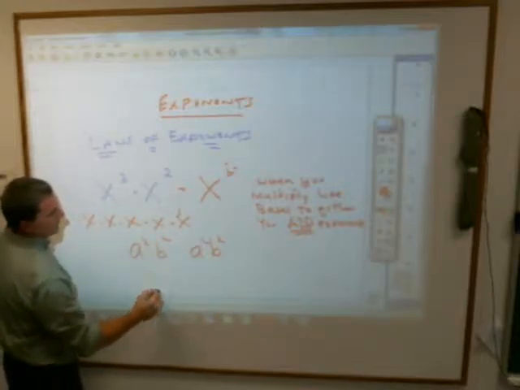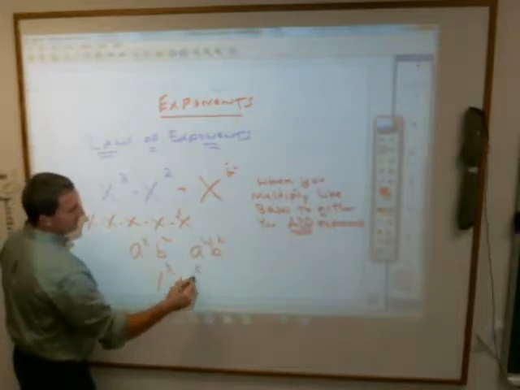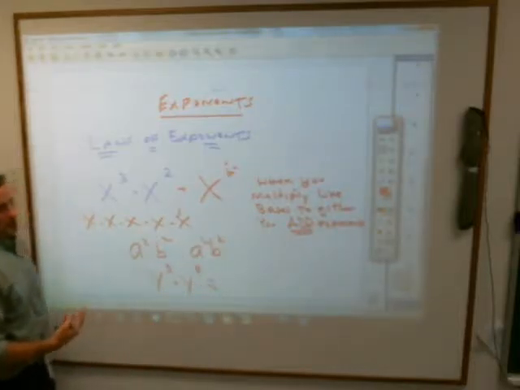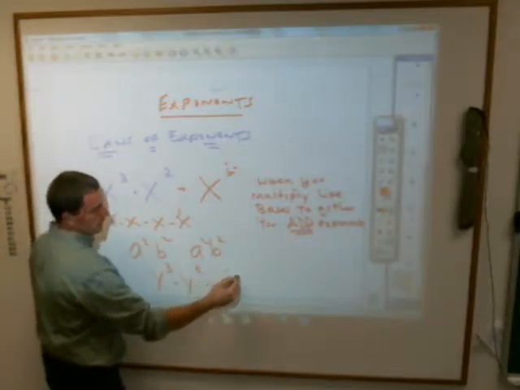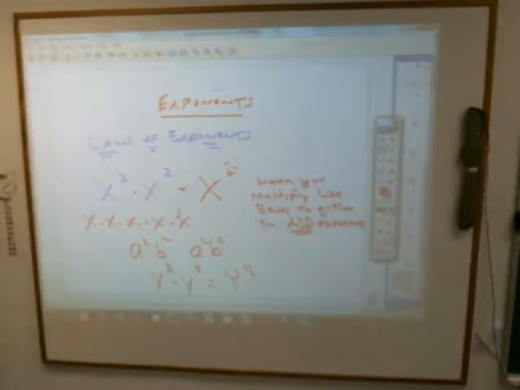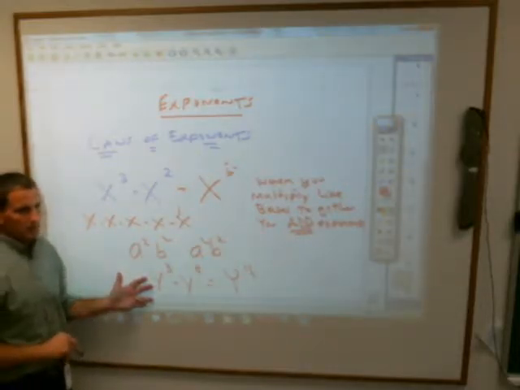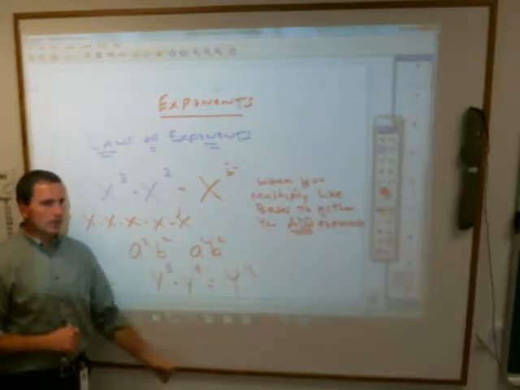If you have y to the 3rd power and you're multiplying that by y to the 8th power, those are like bases. In order to add them together, you add the 3 and the 8, and you get y to the 11th power. Because you have 3 y's times themselves, another 8 y's times themselves, that's a grand total of 11 y's times themselves.